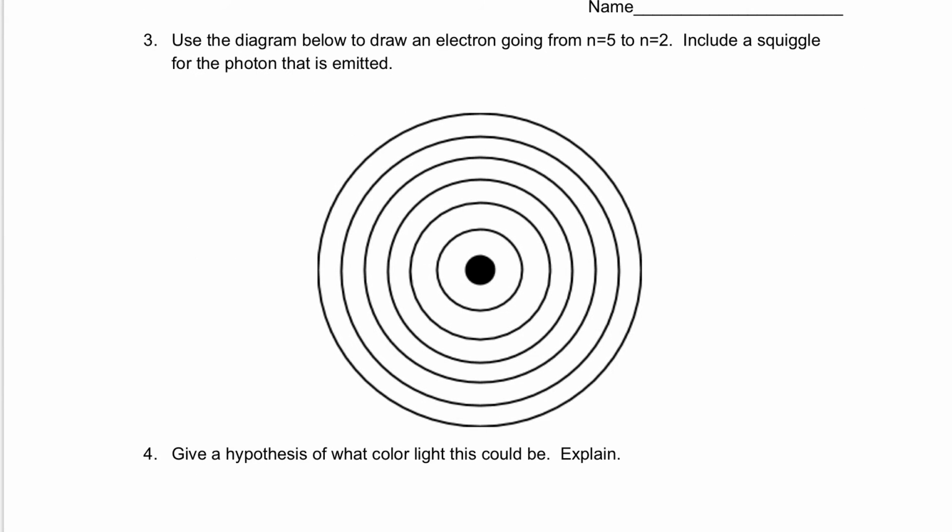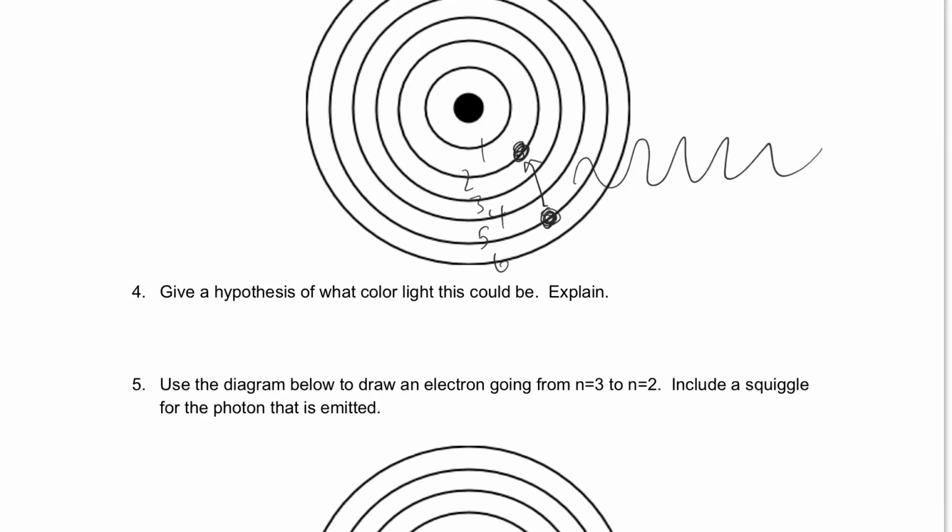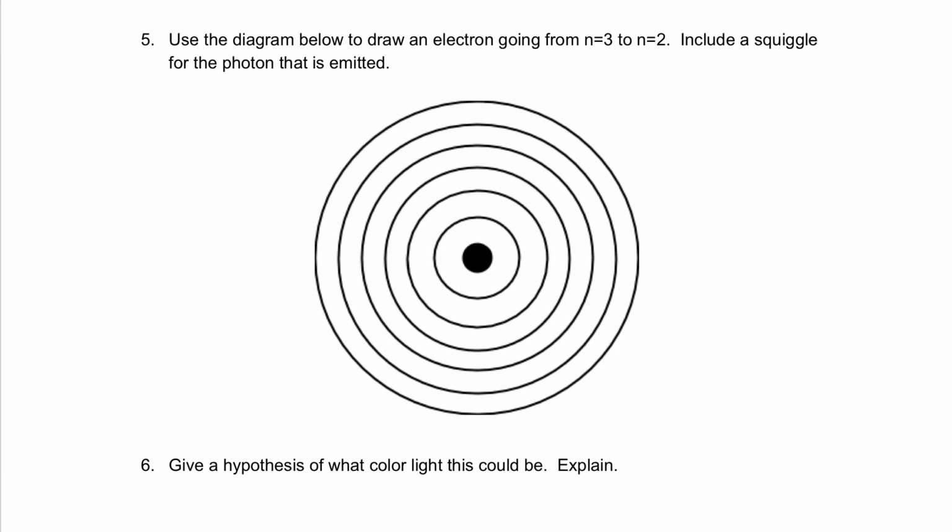Okay, it says use the diagram below to draw an electron going from n equals 5. So we got 1, 2, 3, 4, 5, 6. So we're going from 5 right here to 2. And when it does that, it's going to emit a wavelength. And then let's skip 4 for right now.